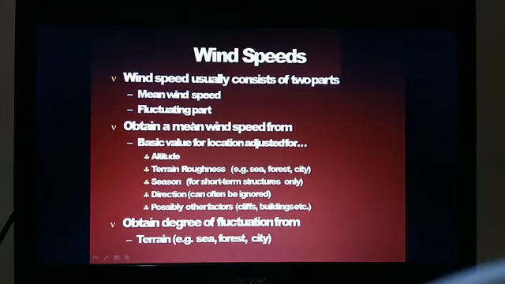So obtain a mean wind speed from basic values of location adjusted from altitudes, terrain roughness like sea, forest, city, season for short-term structures only, direction can often be ignored, possibly other factors, cliffs, buildings, etc. So the mean wind speed can be assessed based on the location, based on the basic values.